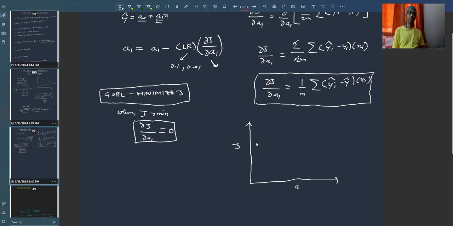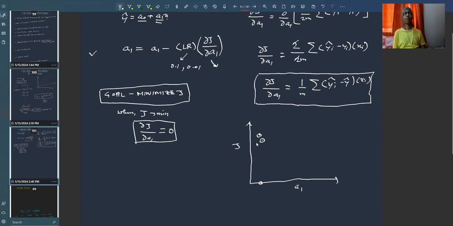J with respect to A1. Let's say A1 is somewhere here, a low value, and j is here. This was the initial state. Now after this first calculation, after executing this equation for the first time, we have been able to reduce it just a little bit. It has come down here. Now we again calculate all the values.